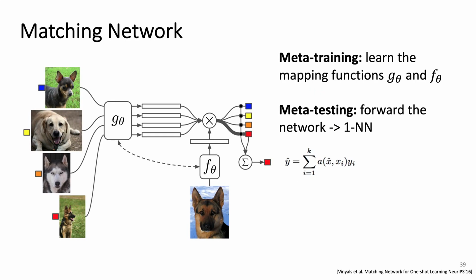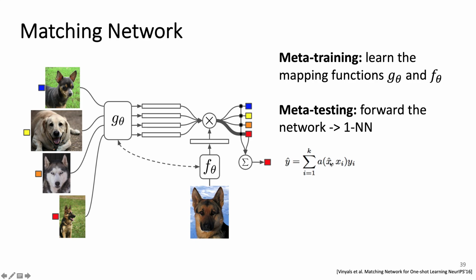One representative method of metric-based meta-learning is the matching network. In the matching network, assume we have some support samples. Here are 4 types of dogs. And we also have a query sample, here another dog. We have a mapping function for the support set and a mapping function for the query set. Then we map them to vector representations, and we compare the query sample with the support samples. And we get the summation over each to get its final prediction.